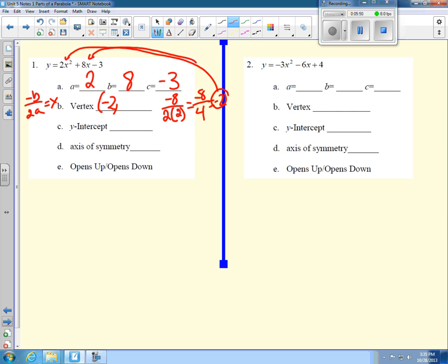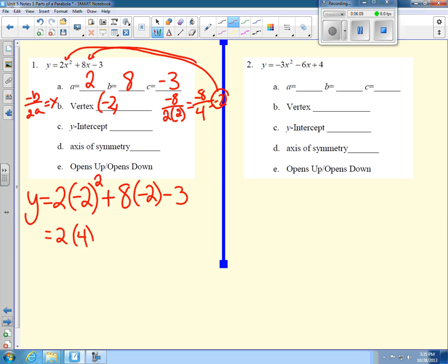So let's go down here and write that out. Y equals 2, and there's an x, so we're replacing it with negative 2. Don't forget that squared, plus 8 times negative 2 minus 3. Now we're just going to follow our PEMDAS. Negative 2 squared turns into a 4. And if you can shortcut some of this work, that's fine. Just make sure that you're getting to the correct answer.